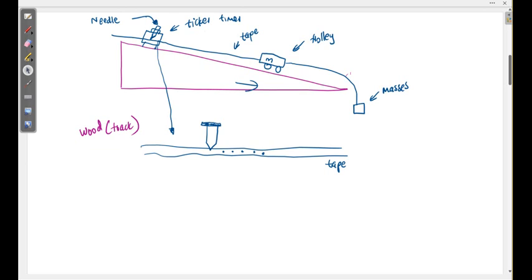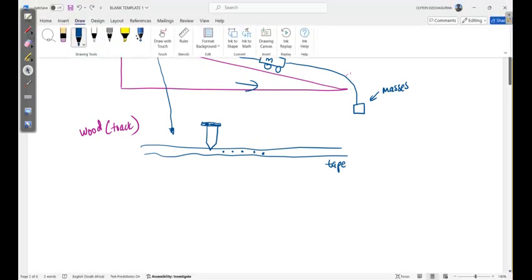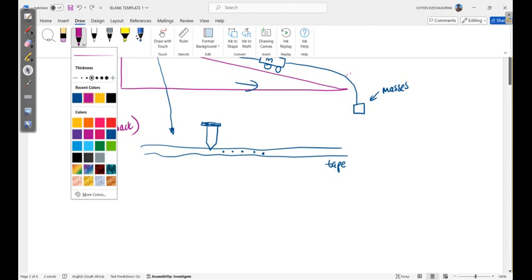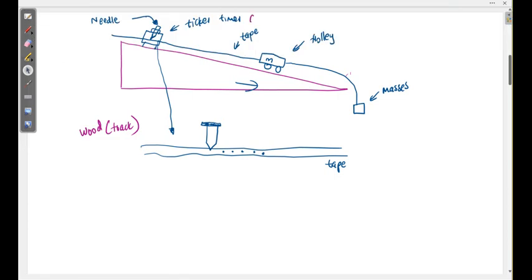Now that ticker timer usually is going to have a certain frequency. They will tell you that this ticker timer has a certain frequency, and most ticker timers that we use are going to have a frequency equal to 50 hertz. Okay. Now if you can remember, since you already did waves, sound and light in term 1 or term 2, then you should understand that 50 hertz means you're going to make 50 dots per second, 50 vibrations per second.